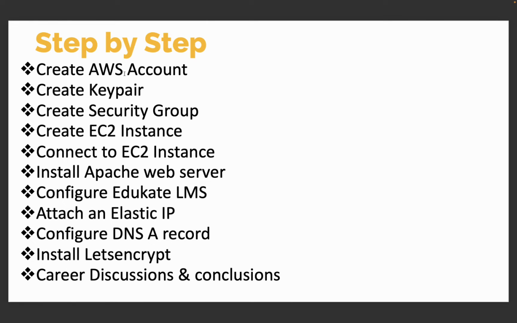Okay, welcome to this section. In the first section, we created an AWS account. Now, my aim is to create an EC2 instance. However, before I create an EC2 instance, I need to create something called a Keypair, and I also would like to create something called the security group.